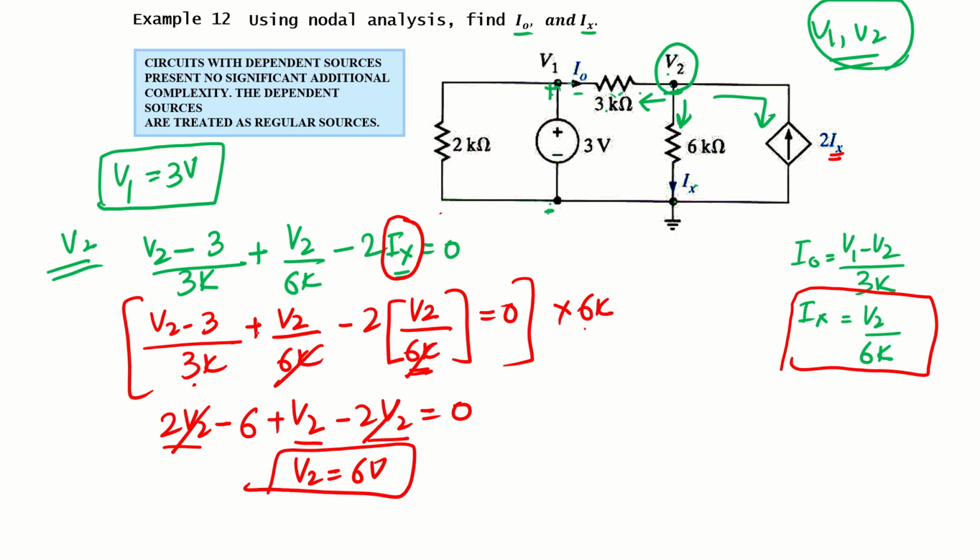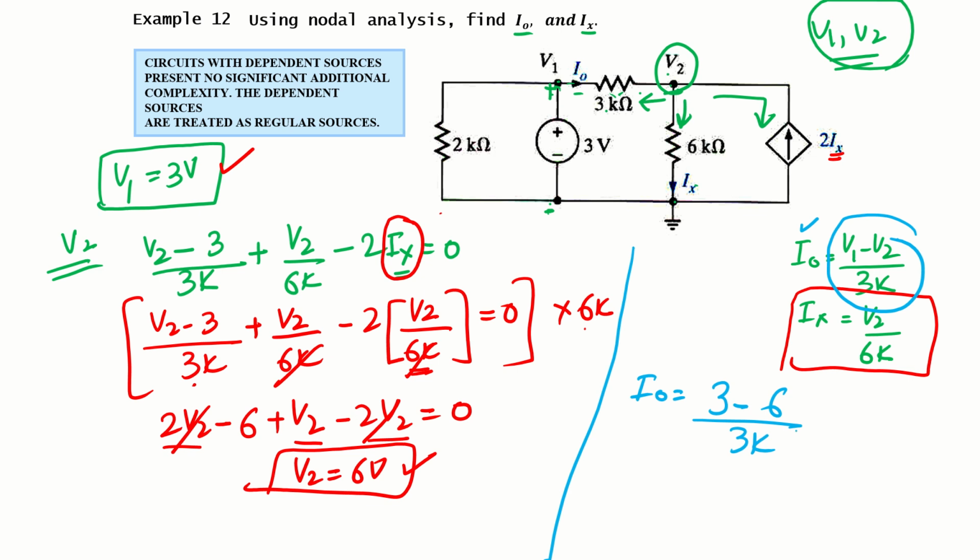So we know the value of V1, we know the value of V2. What is left? We need to find our desired I naught and Ix. So let's put in the values. To find I naught, V1 minus V2 divided by 3k. V1 is 3, V2 is 6. So 3 minus 6 will be minus 3, and minus 3 divided by 3 is 1. So that will be minus 1 milliampere. What is Ix? V2 over 6k. We have found the value of V2, that is 6 divided by 6. So that will be simply 1 milliampere.